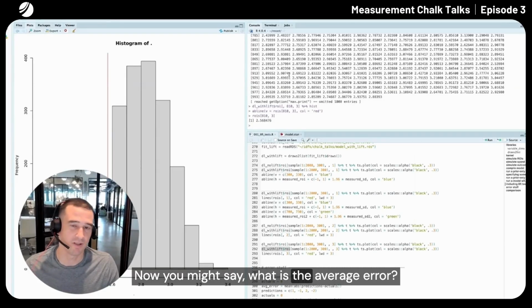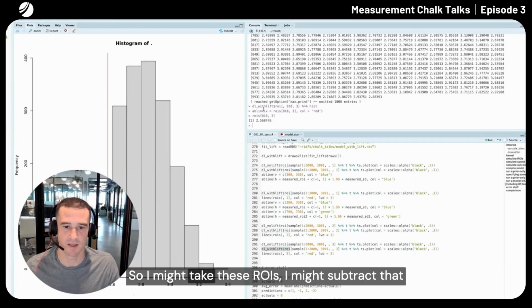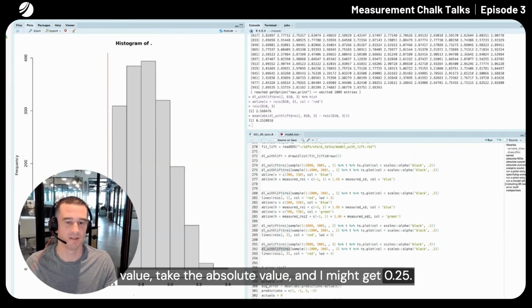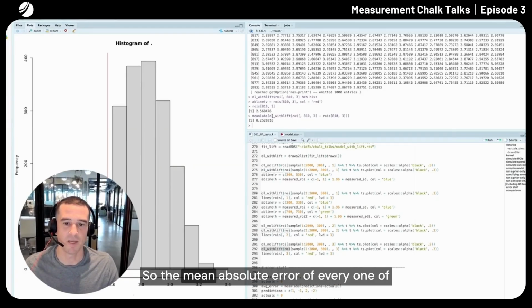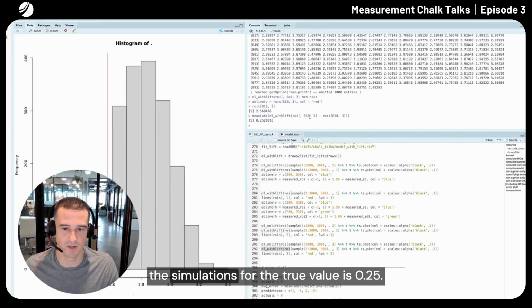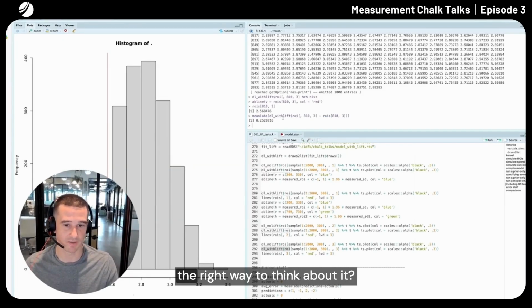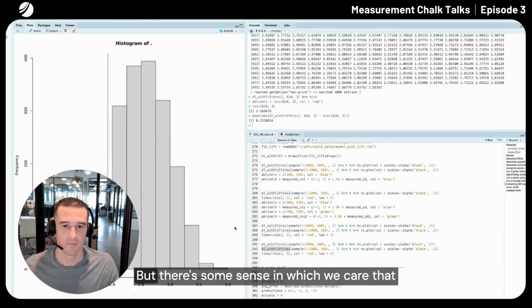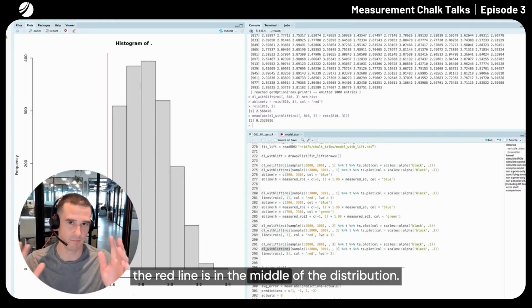Now you might say, what is the average error? So I might take these ROIs, subtract that value, take the absolute, and I might get 0.25. Okay, so the mean absolute error of every one of the simulations for the true value is 0.25. Okay, is that good or bad? Or is that the right way to think about it? Well, I would say it's not the right way to think about it for a couple of reasons. One is that you can do the mean absolute error, right? But there's some sense in which we care that the red line is in the middle of the distribution.